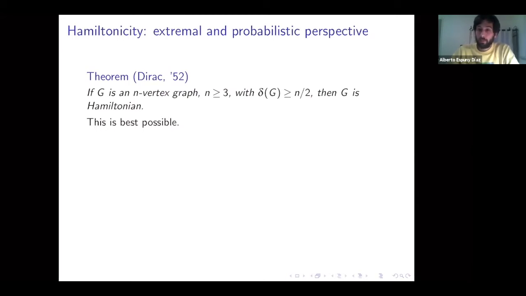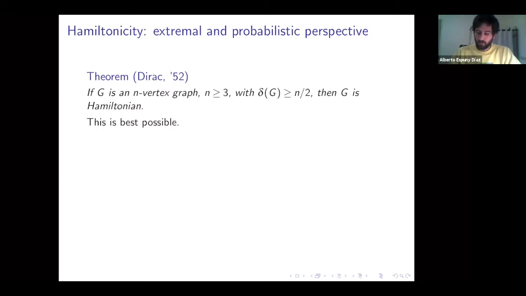And this result is best possible because you can take a complete bipartite graph which is slightly unbalanced in such a way that your minimum degree is n over 2 minus 1, and this graph cannot contain a Hamilton cycle. So this really is the best that you can do. So that's it for the extremal perspective. That's one example.